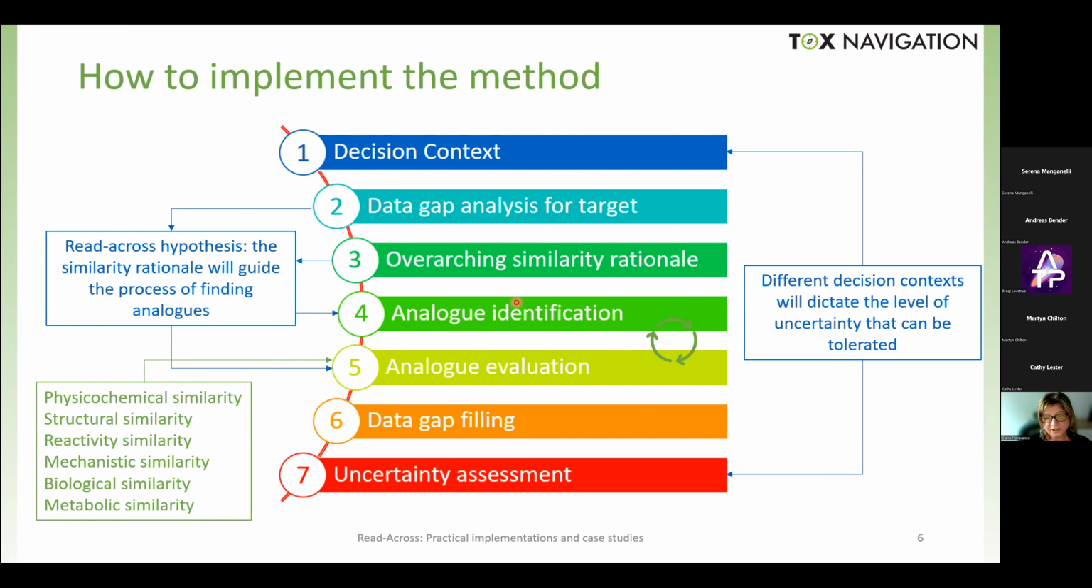The analog identification and the analog evaluation here can be a recursive process, in the sense that during the evaluation of your analogs, you might reevaluate the initial hypothesis, because you might find something that doesn't match your initial hypothesis. So you can go back, redefine the hypothesis, and go into this process again until you find analogs, you evaluate them, you're happy with what you find, and you find nothing that is against your initial hypothesis.